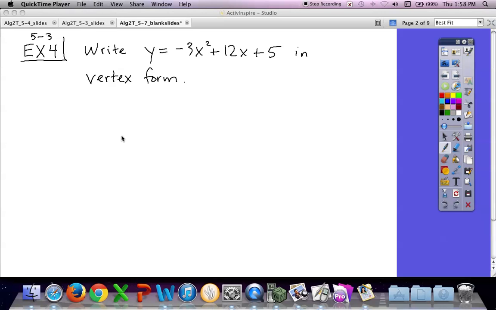Okay, quiet please. It's not just example 4, it's example 4 from section 5.3. Okay, we're on section 5.7. I'm going back and showing you an example that we did before.